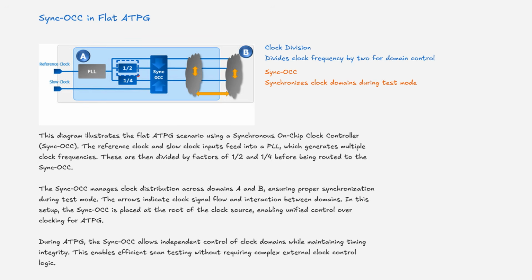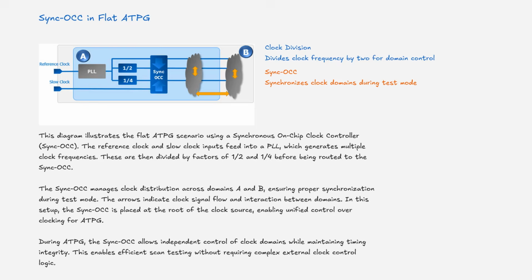The Synchronous On-Chip Clock Controller manages clock distribution across domains A and B, ensuring proper synchronization during test mode. The arrows indicate clock signal flow and interaction between domains. In this setup, the Synchronous On-Chip Clock Controller is placed at the root of the clock source, enabling unified control over clocking for a TPG. During a TPG, the Synchronous On-Chip Clock Controller allows independent control of clock domains while maintaining timing integrity. This enables efficient scan testing without requiring complex external clock control logic.